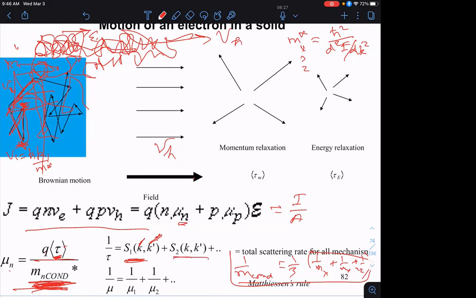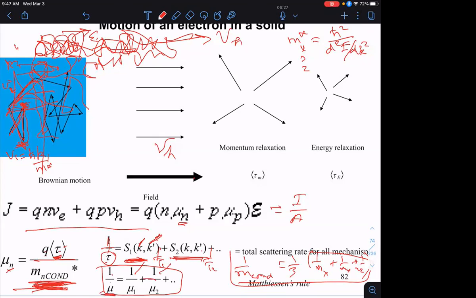If we now have multiple scattering mechanisms, S1, 2, 3, etc., the total scattering rate would be the sum of the individual scattering rates, right? The scattering rates are written as 1 over scattering time. So with multiple scattering mechanisms, you can write the overall scattering rate as 1 over tau 1 plus 1 over tau 2, and so on. And since tau appears in the numerator for mobility, you can take the reciprocal of the mobility, 1 over mu, which is proportional to 1 over tau. Then you can add the individual contributions to the mobility from scattering mechanism 1, scattering mechanism 2, to get the overall scattering rate or the overall mobility.